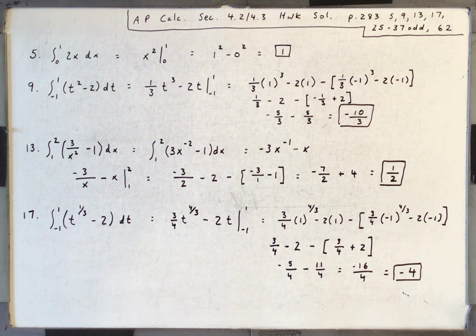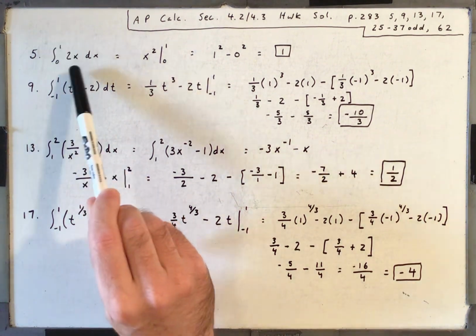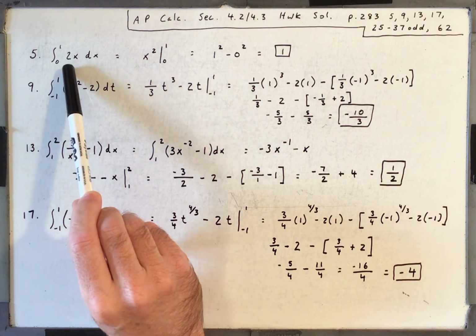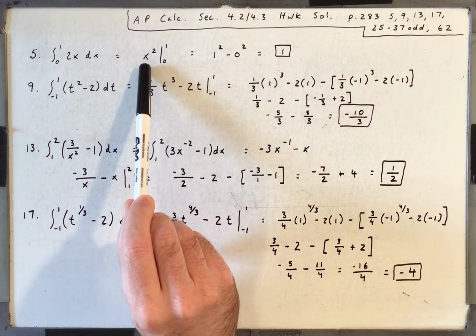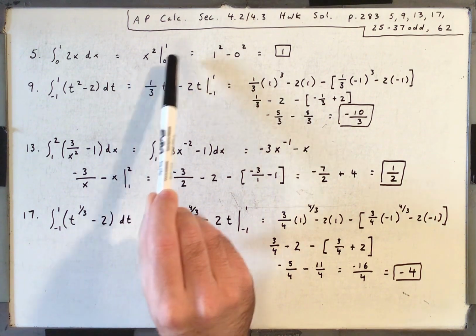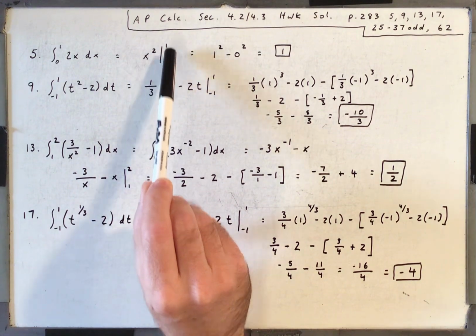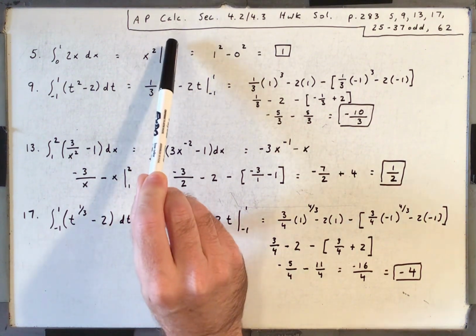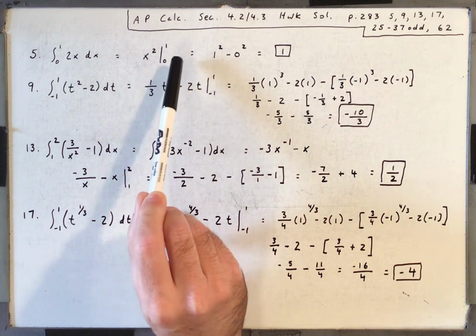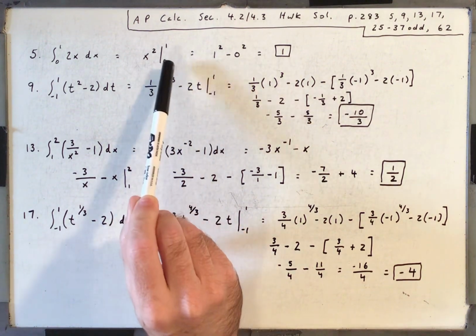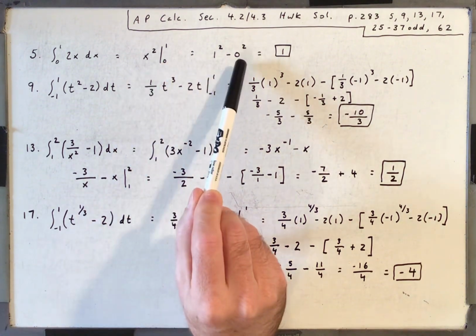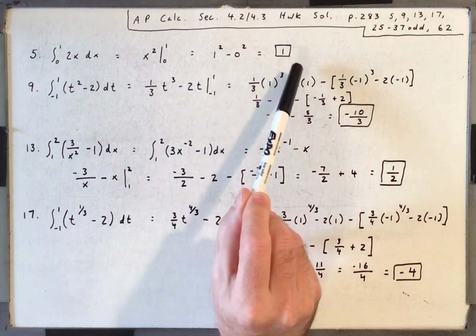So number 5, we're integrating from 0 to 1 of 2x dx. The antiderivative of 2x would be x squared. You can check it by taking the derivative. And we're evaluating that from 0 to 1. So we do our vertical line 0 to 1, and we plug 1 into x squared and then subtract out 0 squared. Okay, so that's just going to be 1.